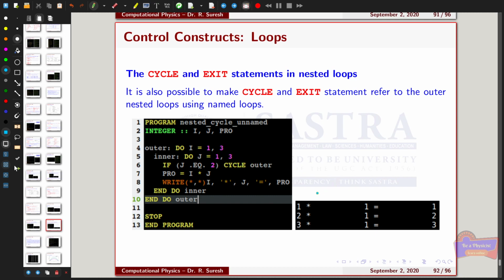The corresponding output values are given here. That means 1 into 1 is equal to 1, and the corresponding product. Whenever it reaches j equal to 2, it cycles to the outer do loop, so that the outer loop is incremented by 1. Again the I value is 2, j value is 1 comes here, then the corresponding product and arithmetic operation will execute. Again, whenever j is equal to 2, it takes the control to the outermost loop, so the output is where I is incremented for 1, 2, 3, and j is printed only for the first value, because the second value will be skipped.